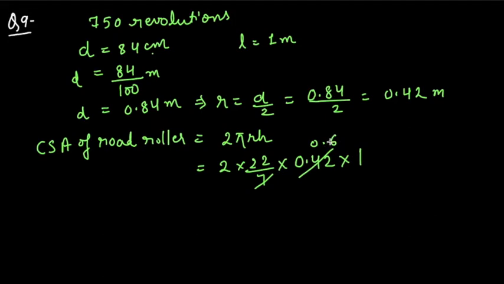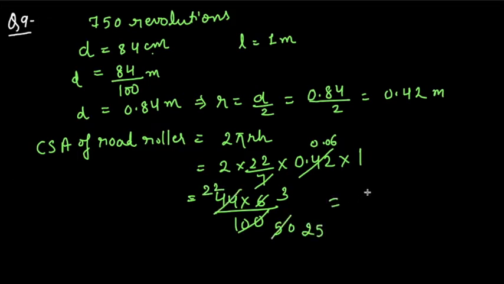So 0.06. Now if you multiply 44 into 6 upon 100, I am removing this decimal. 2 3s are 6, 2 5s are 10, and this becomes 0. 2 2s are 4, 2 2s are 4, this becomes 25. You get 66 upon 25, right?